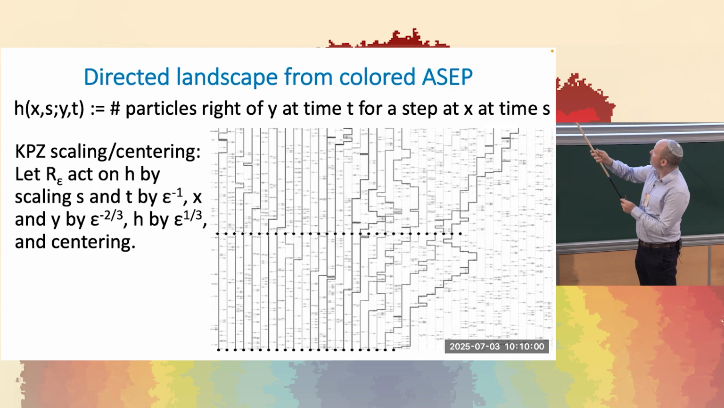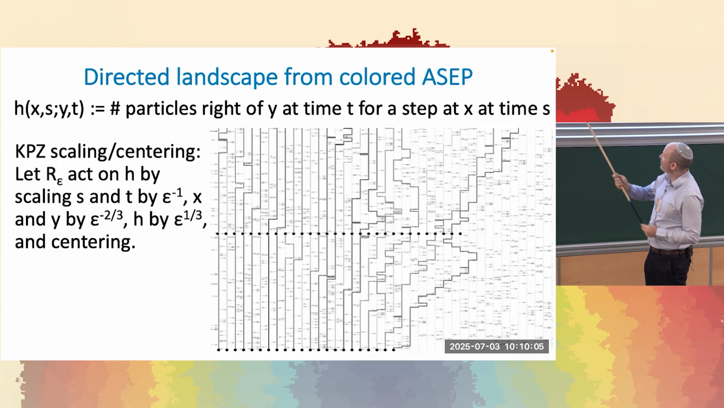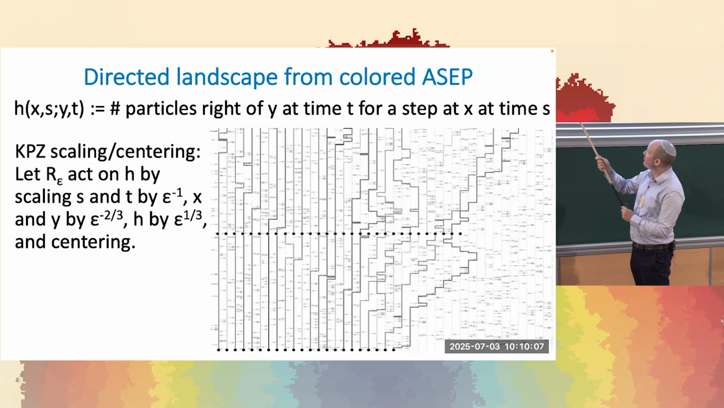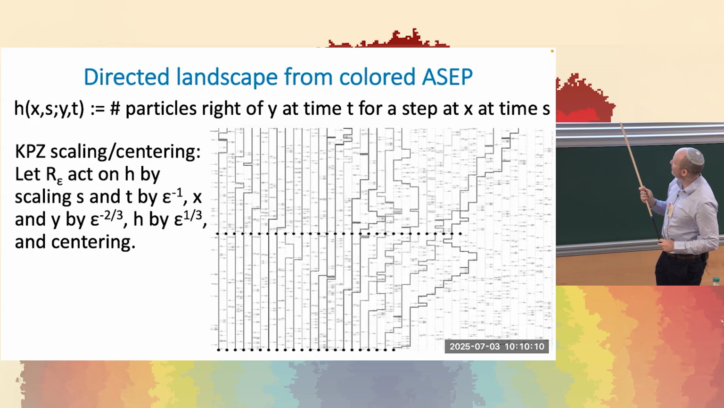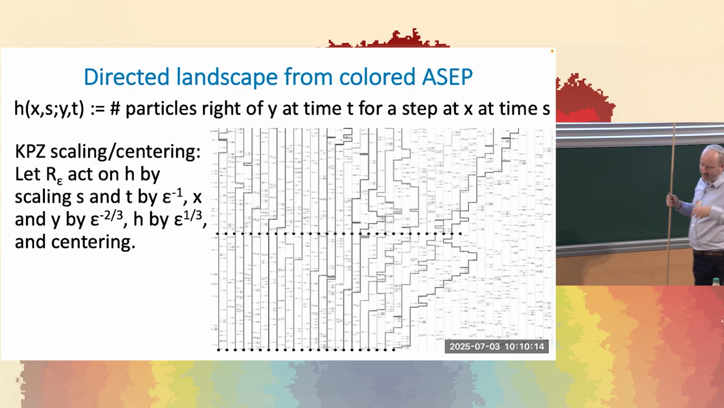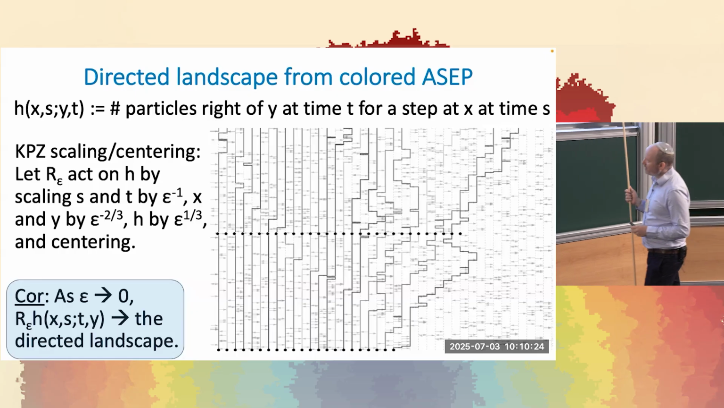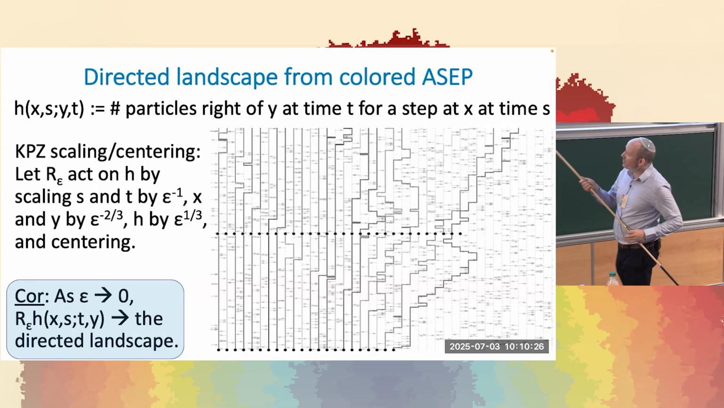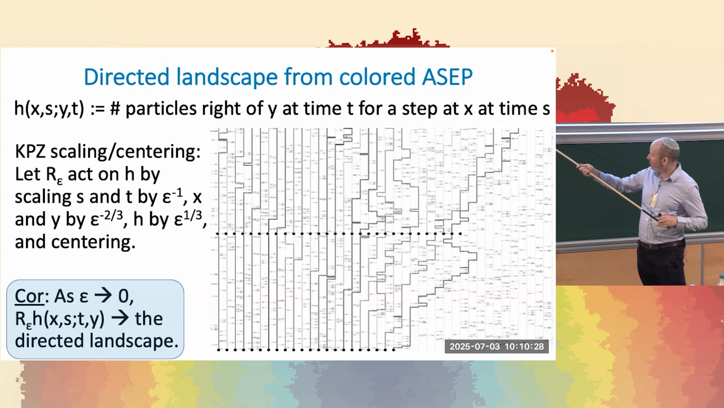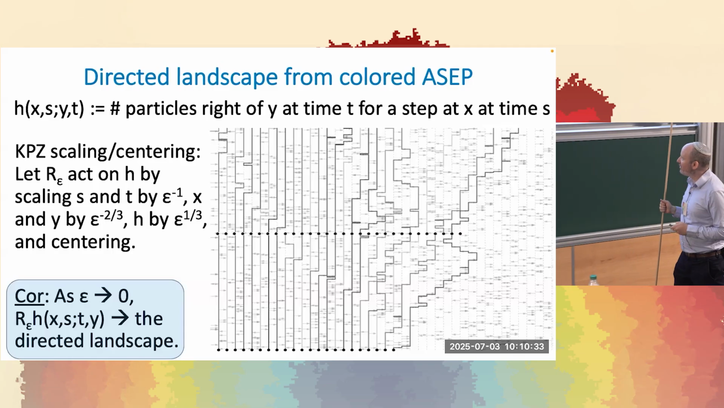I scale the time s and t by order, say, epsilon inverse, x and y by epsilon to the minus 2/3. This is the typical KPZ 1, 2, 3 scaling. And I scale h by epsilon to the 1/3. And I, of course, do a centering by this parabolic limit shape that I had to deal with before as well. And now the theorem, in fact, it's a corollary of our earlier theorem. It says that as epsilon goes to 0, this renormalized 4-parameter height field converges to something that has a name. It's called the directed landscape.